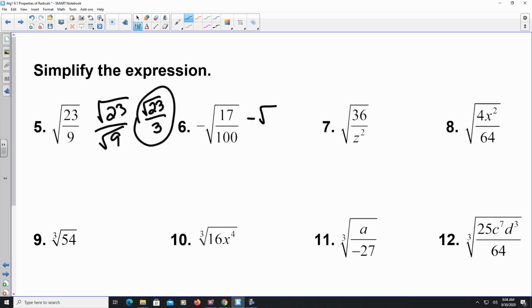I could put negative square root of 17 divided by square root of 100. Well, square root of 100 is 10, so I'm left with square root of 17 all divided by 10.